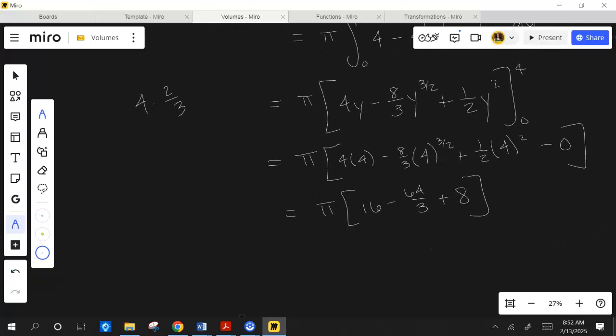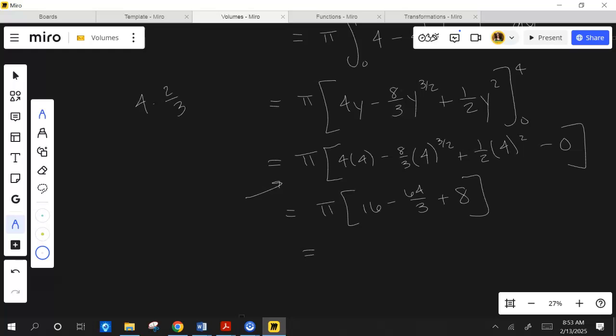Chances of you having to do this by hand are slim to none. If it's an FRQ, you could leave it there. If it's a multiple choice, then you'd have to take it a little further, but yeah.